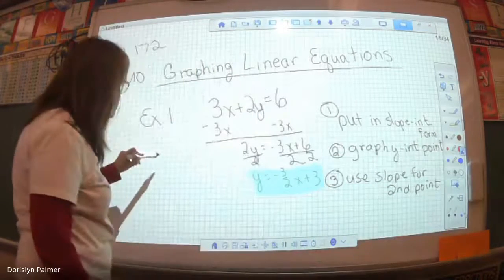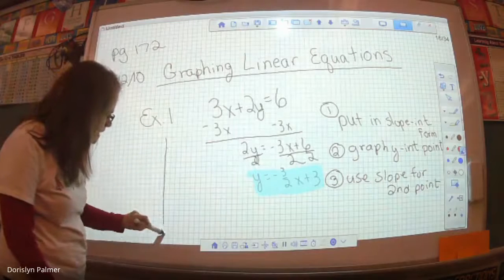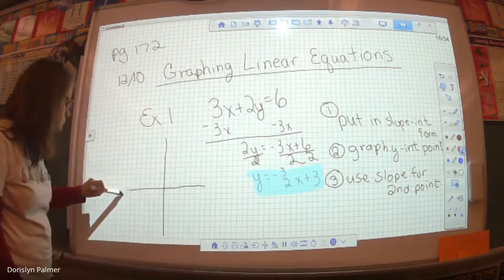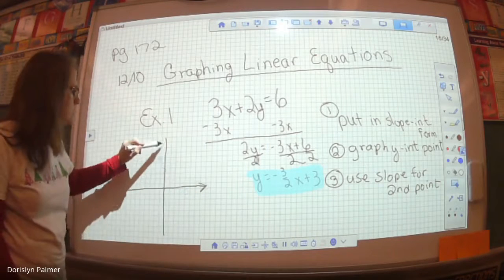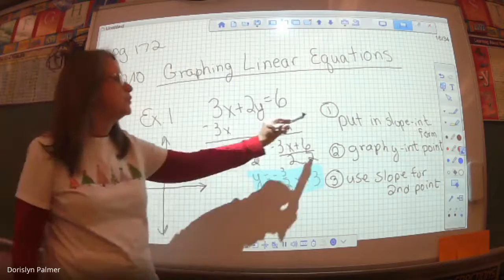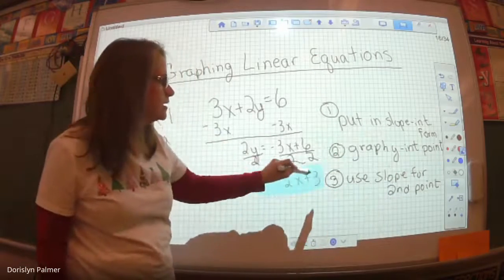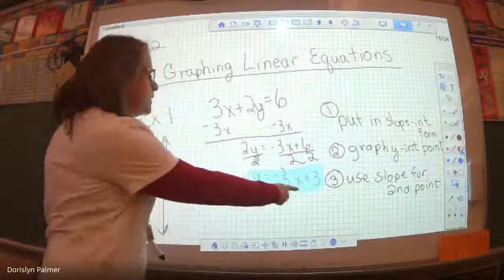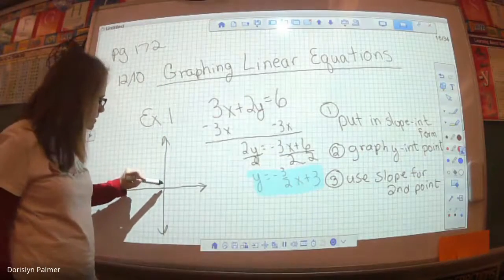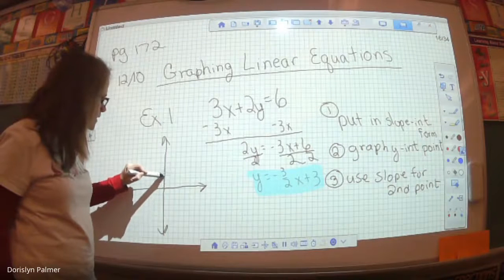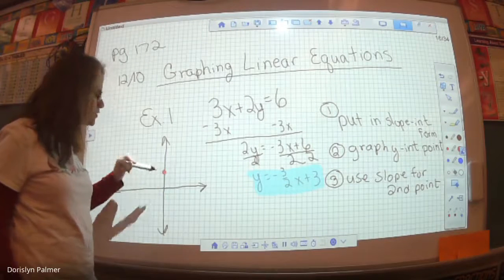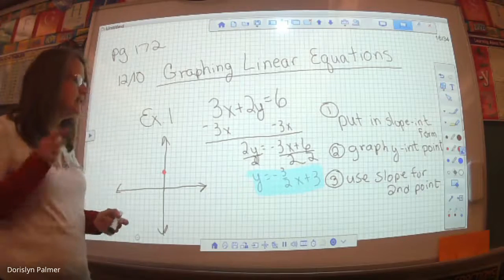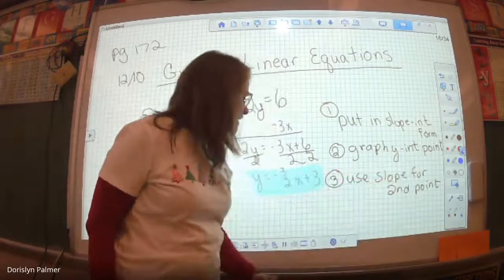Okay, so draw yourself your x, y axis. All right, so number one, put in slope-intercept form. Check. Number two, graph the y-intercept point. My y-intercept is positive 3. So I go up 1, 2, 3, and I put a point. All right, and you guys told me with your homework last night that part was easy, right? Now, use slope for second point.